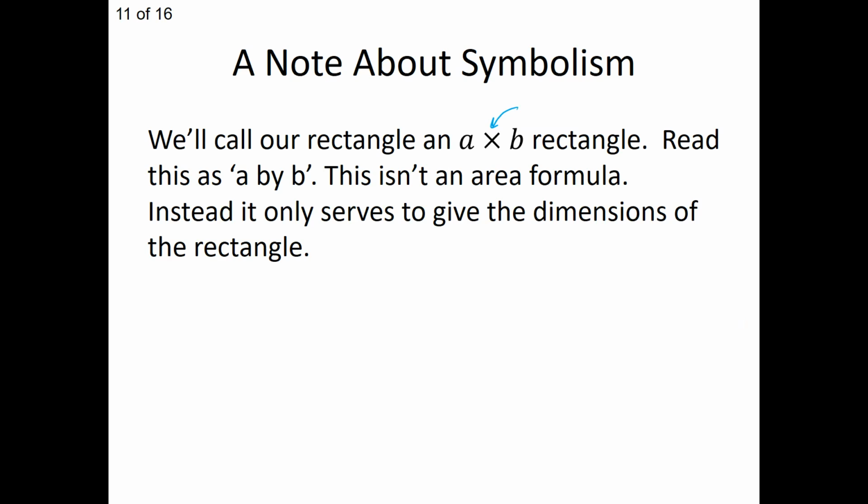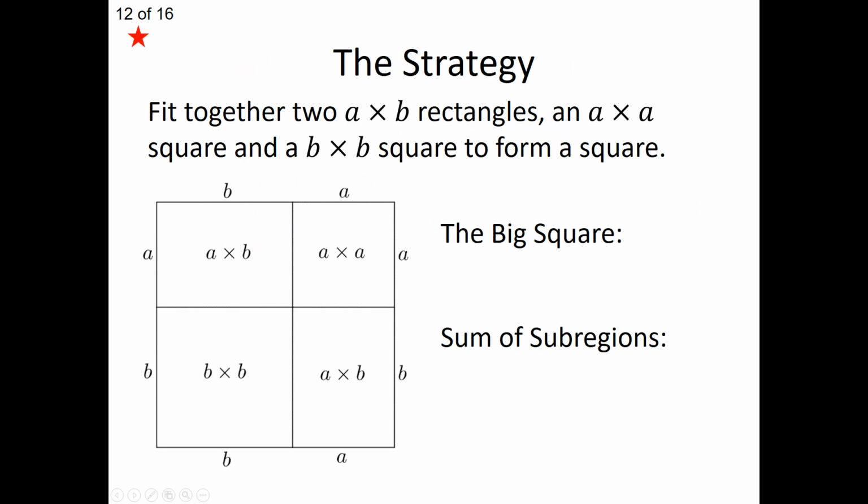So how do we go about finding the area of a rectangle given the dimensions of A by B? Let's take a look at our strategy. Our strategy is to do this. We're going to combine a few figures together. We're going to take two of our A by B rectangles, an A by A square, and a B by B square, and we're going to fit these pieces together such that we find ourselves forming an entirely larger square.